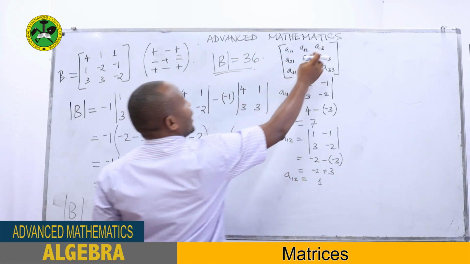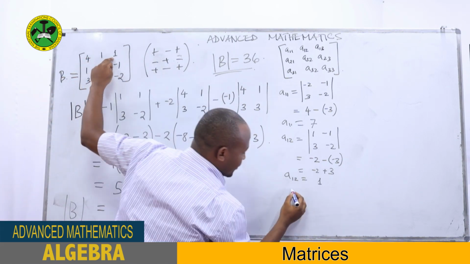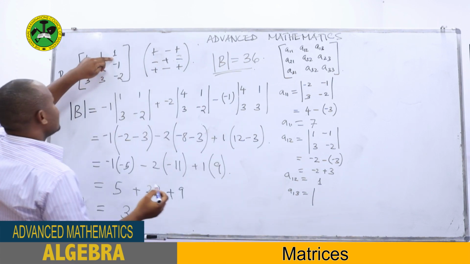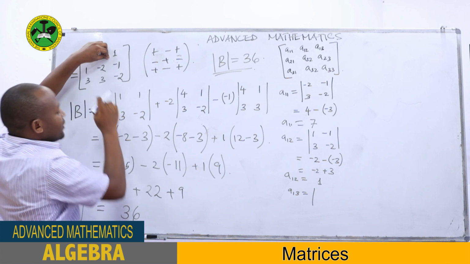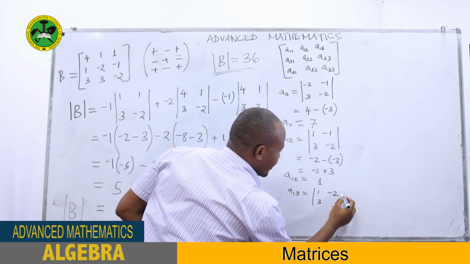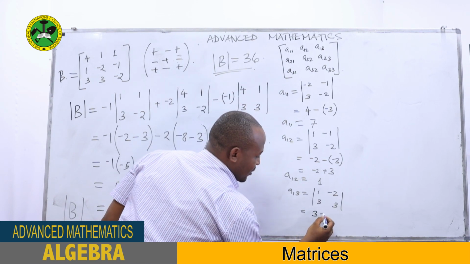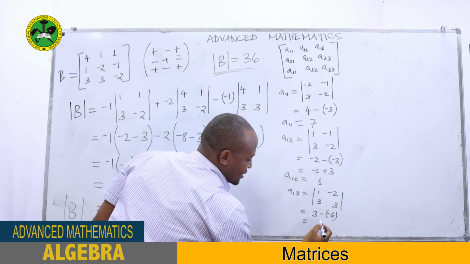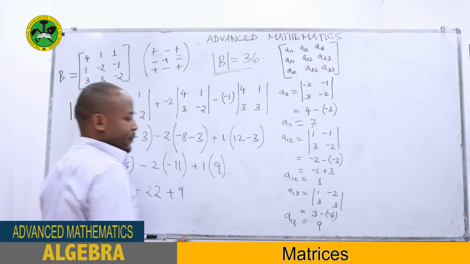Now let's go to A1,3. That means it is the determinant of 1, negative 2, 3, 3. Which equals what? 3 minus 6, and that is negative 9. A1,3 equals 9.